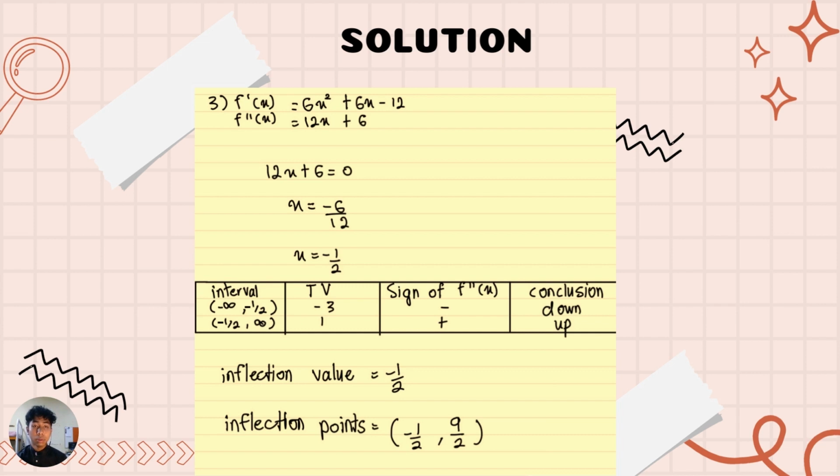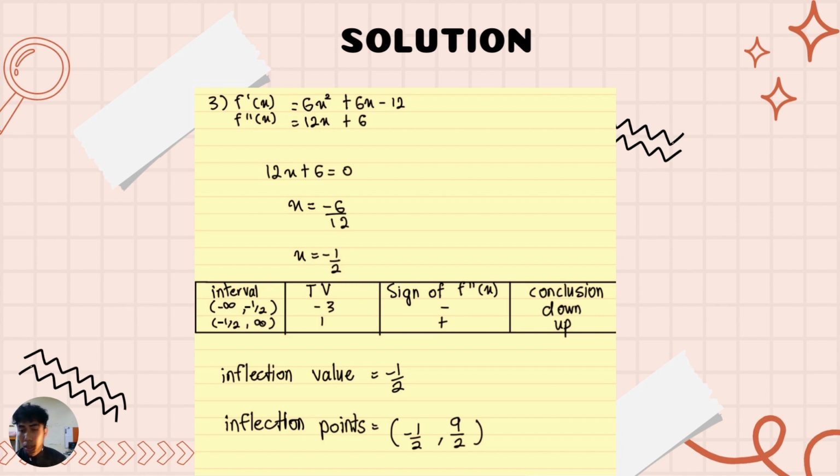Next, we do a test value. At negative infinity to -1/2, the sign of the second derivative is negative, which is concave down. And the next one, -1/2 to infinity, we got positive, which is concave up.